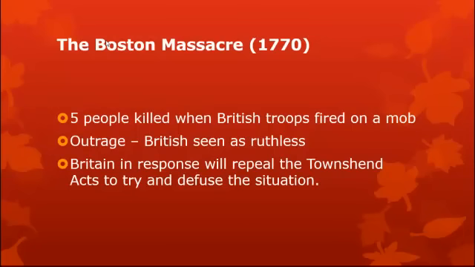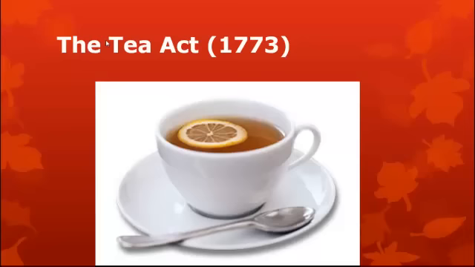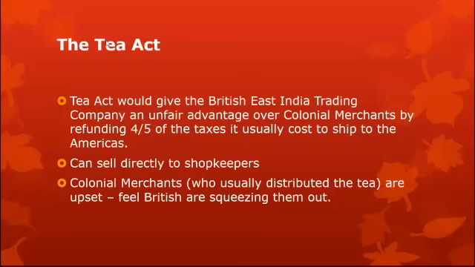every tax except for one, the Tea Act. The Tea Act in 1773 was passed to give a certain struggling company, the British East India Trading Company, an unfair advantage over colonial merchants. Colonial merchants had to pay all of the taxes on goods. The British East India Trading Company only had to pay one-fifth of the taxes. And they were also now allowed to sell directly to shopkeepers without going through colonial merchants.